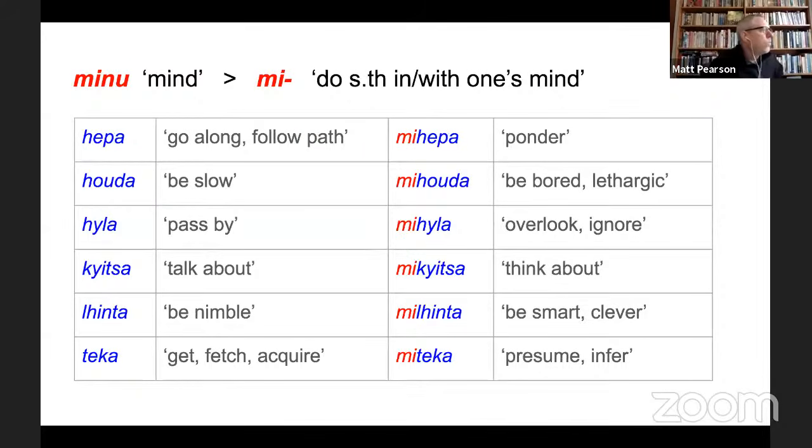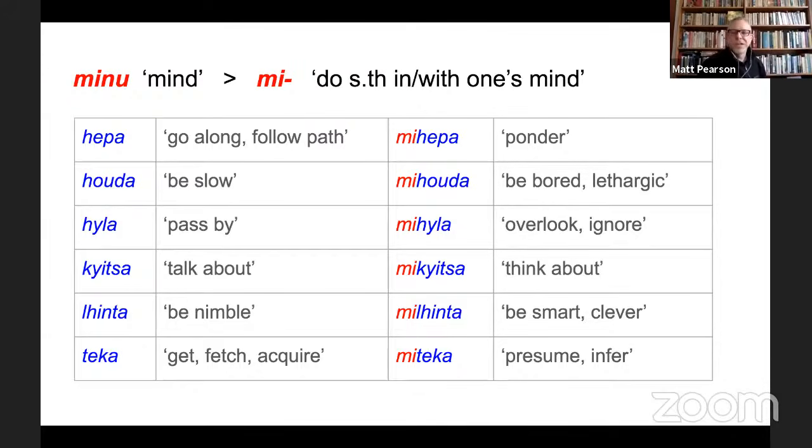And then from minu, mind, we have a bunch of verbs that are formed with the prefix min, which means to do something in your mind or with your mind. So we get some cognitive verbs from this. So from heba, to go along or to follow a path, we get miheba, which means to ponder. Hoda means slow. Mihoda, to be bored or lethargic. Hala means to pass by.